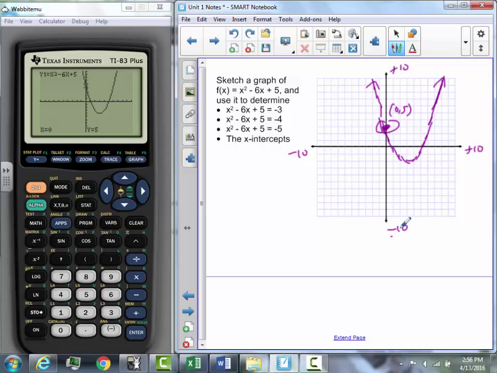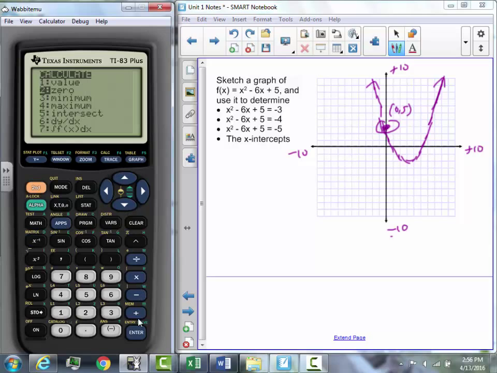Anyone know what another one of the key points would be? And there are 2 of them, by the way. There are 2 x-intercepts. So what we'd have to do here is go second calculate 0.